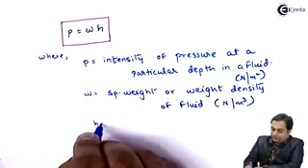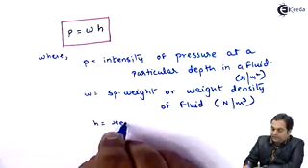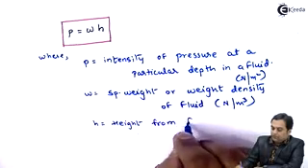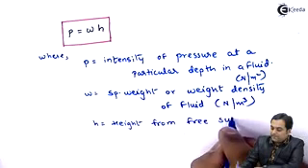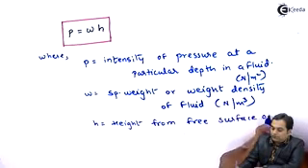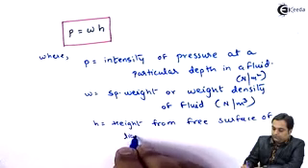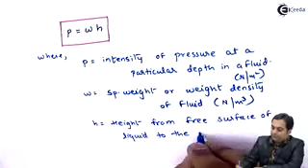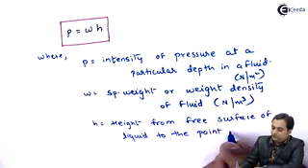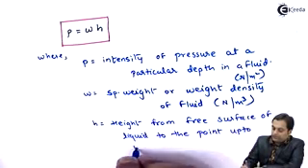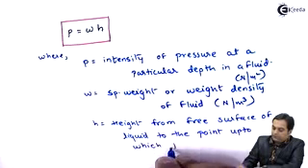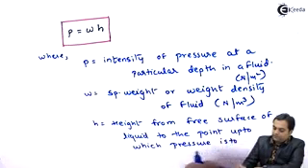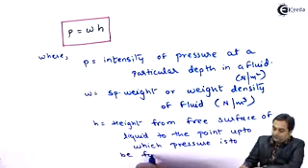H is the height from the free surface of liquid to the point up to which pressure is to be found out.